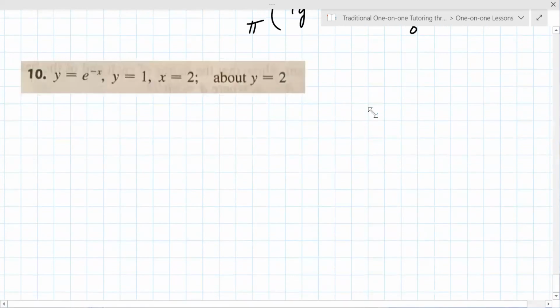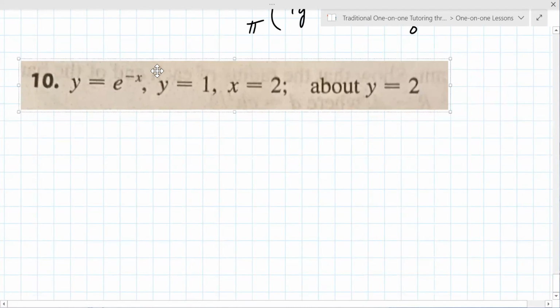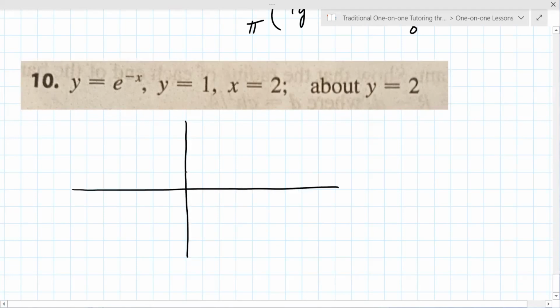Okay. So you gotta graph this thing. Y equals e to the minus x. Y equals 1. What's the other one here? X equals 2. About the line y equals 2. Oh, I'm sorry. That's not the right axis. We're not going to do that one because, well, okay. Let's do it. It shouldn't say that. So here's the line y equals 1. And here's x equals 2. And then e to the minus x.